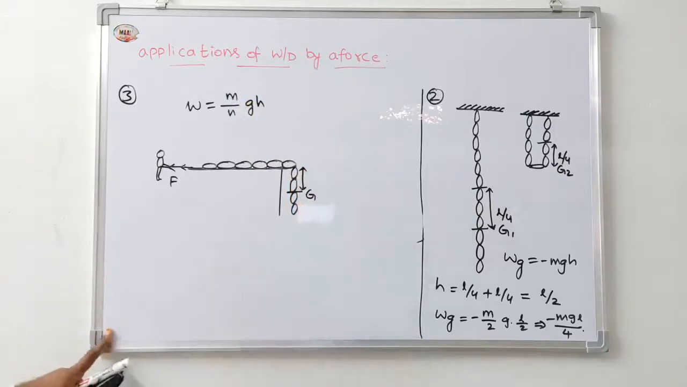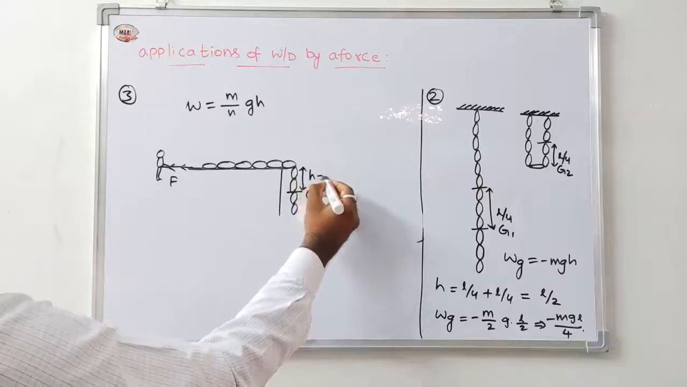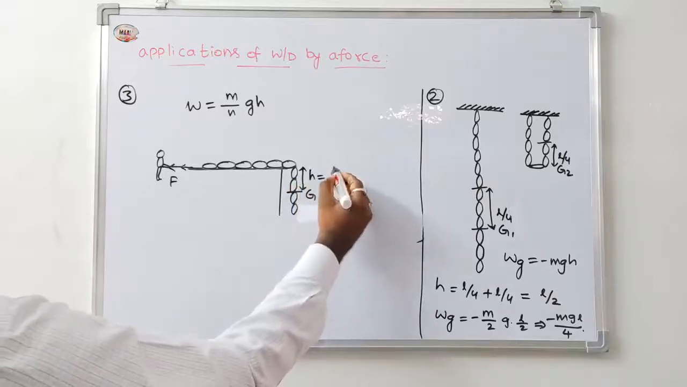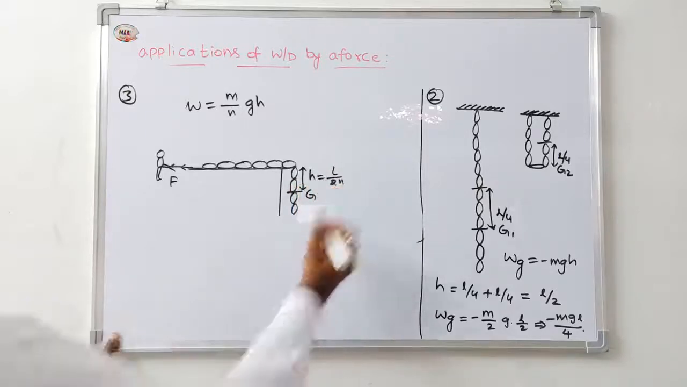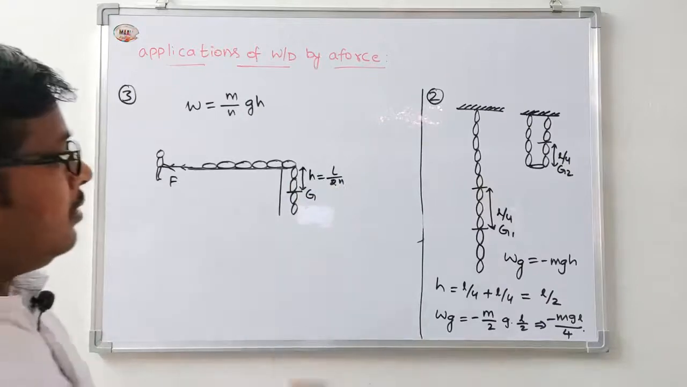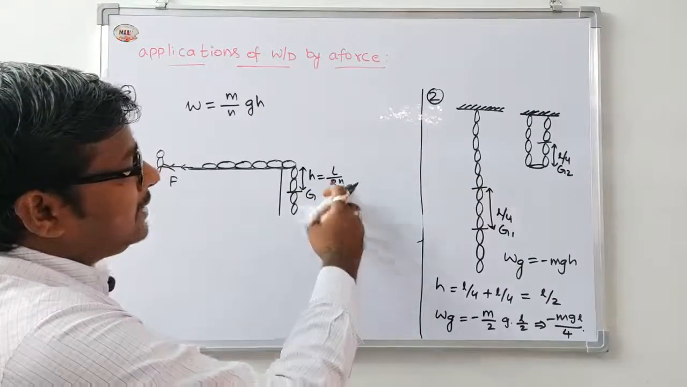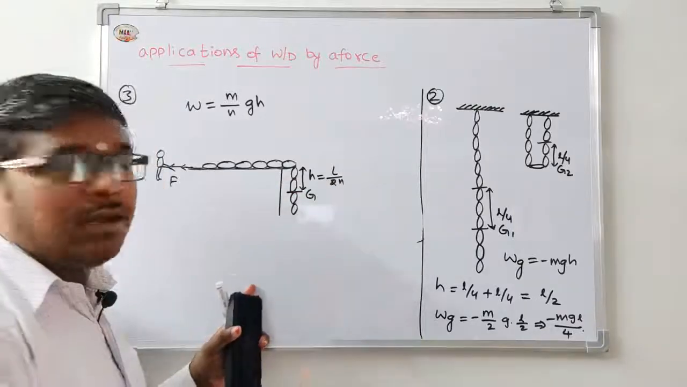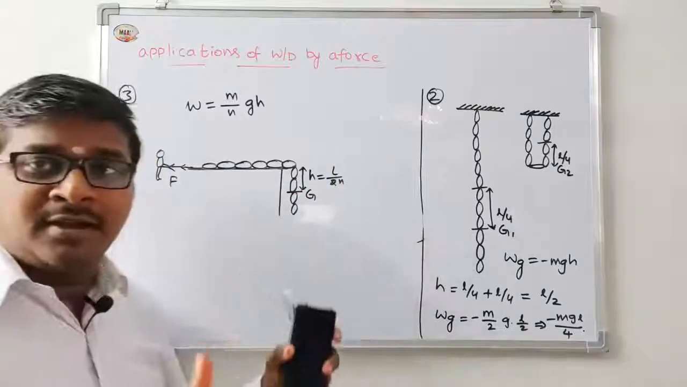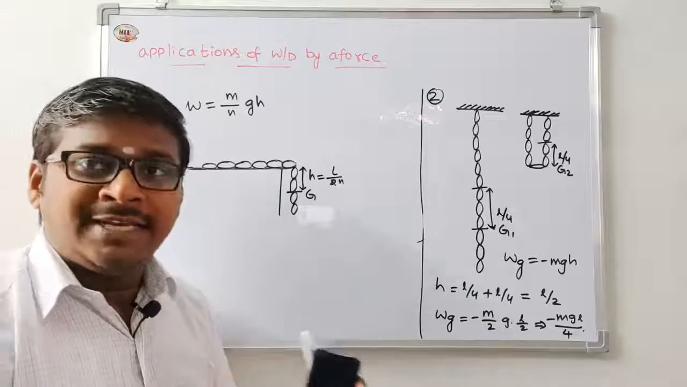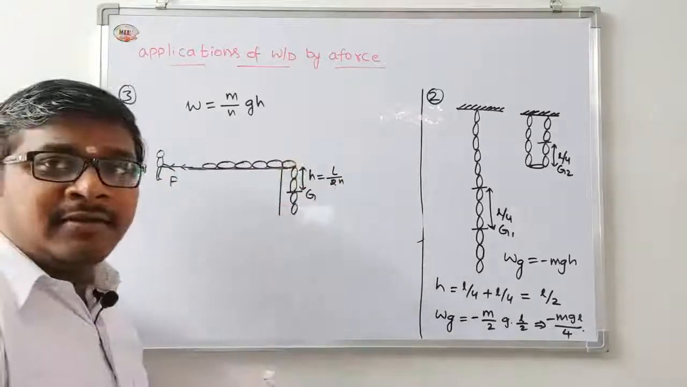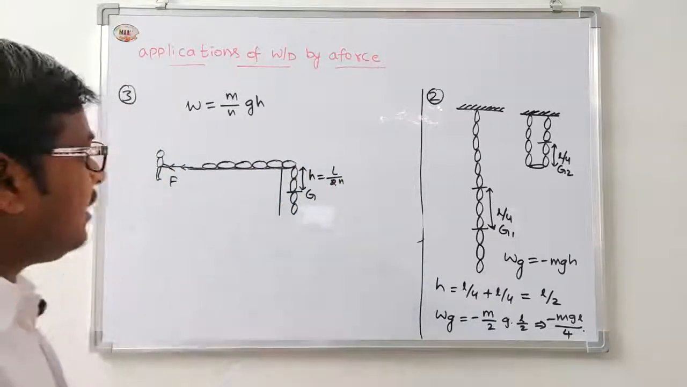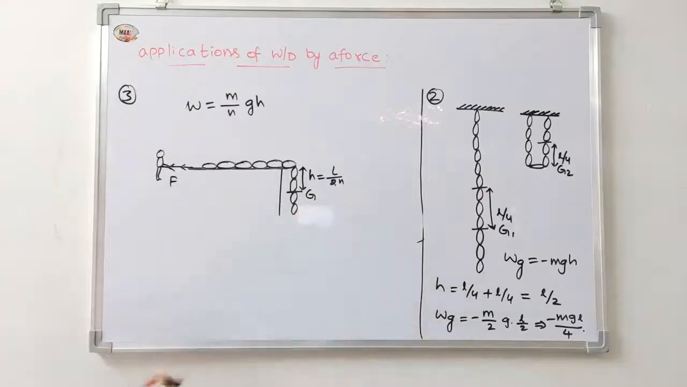In this, height h is equal to L by 2n. L by 2n means L by 2 is the hanging length, and 1 by nth part of the length of the chain is hanging down. So h is equal to L by 2n.